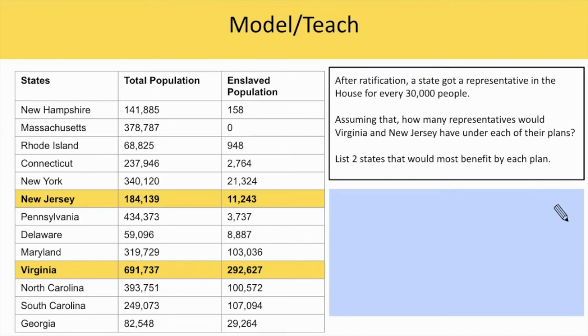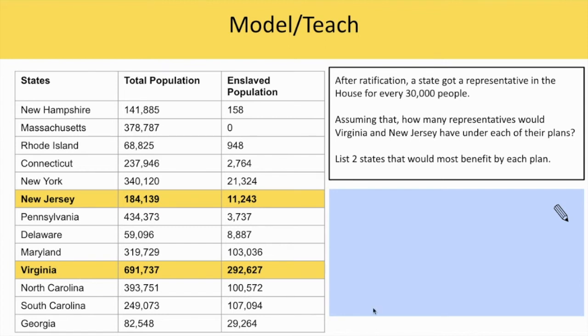When we look at the 1790 census data, it is important that we use our visual analysis skills, slow ourselves down, and take time to scan the document. I see here that the columns represent states in the new nation, total population, and enslaved population, while the rows represent the individual states' total and enslaved population.